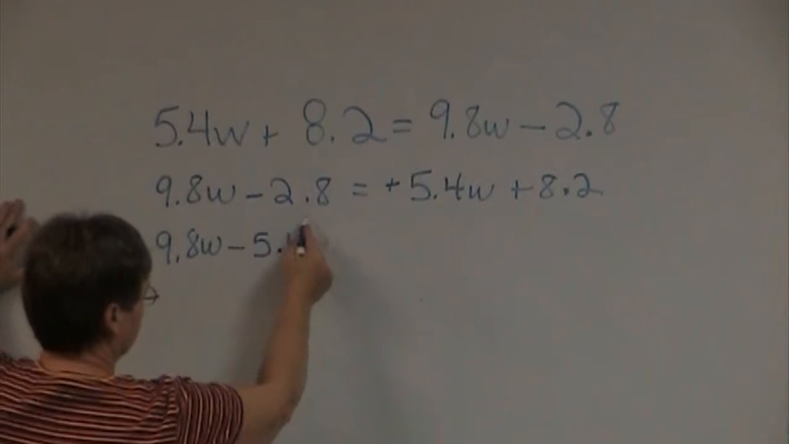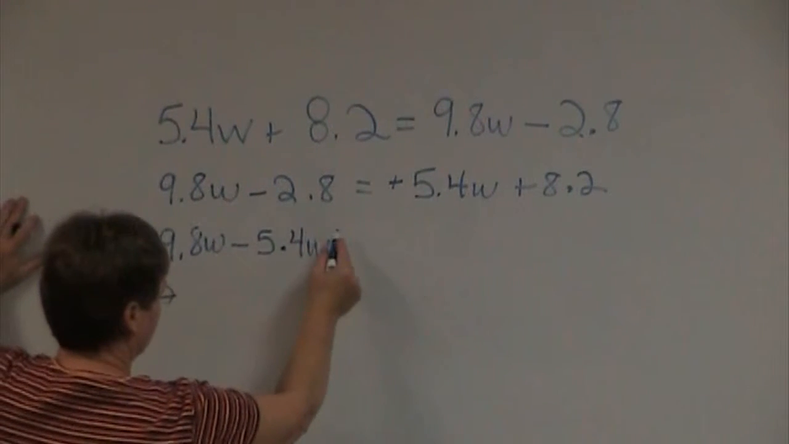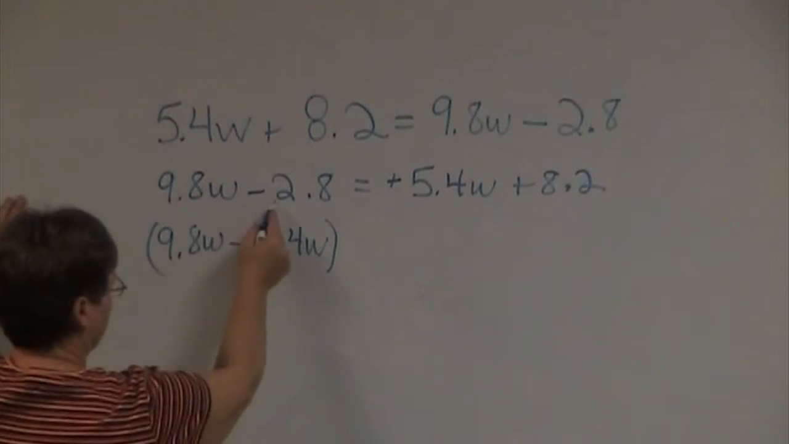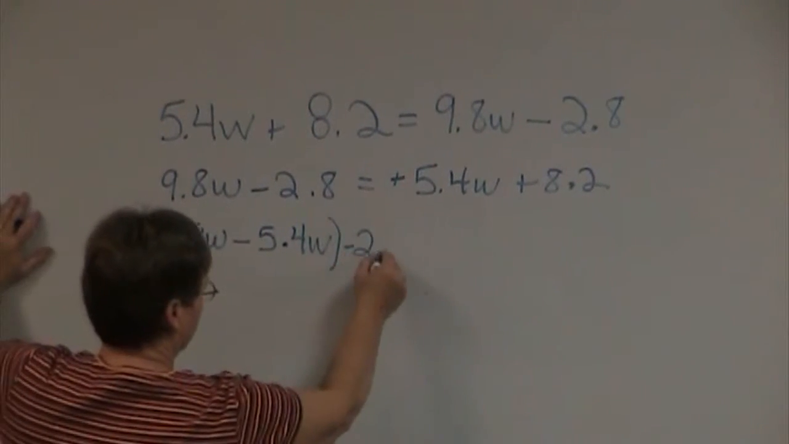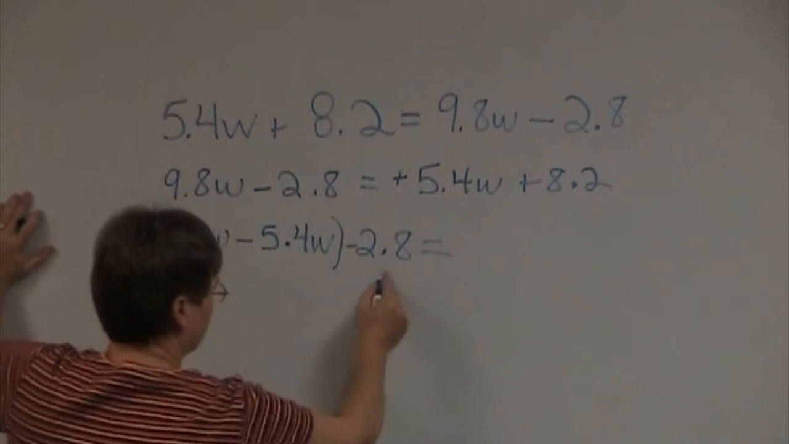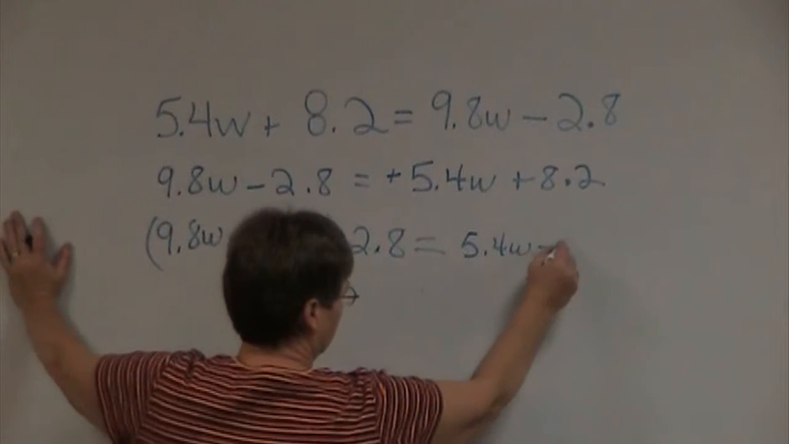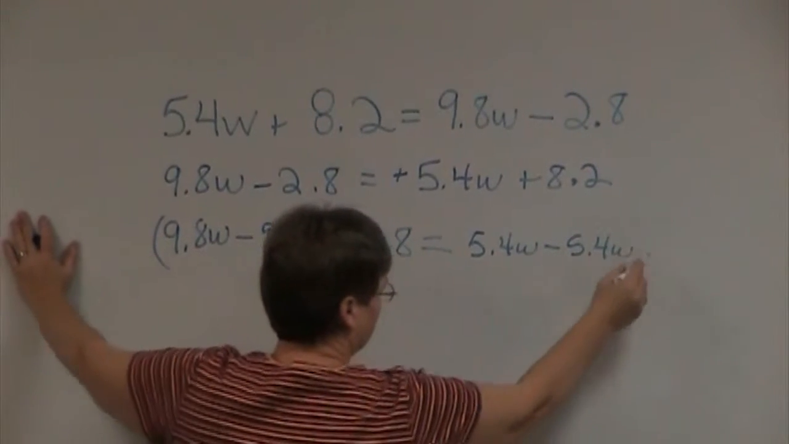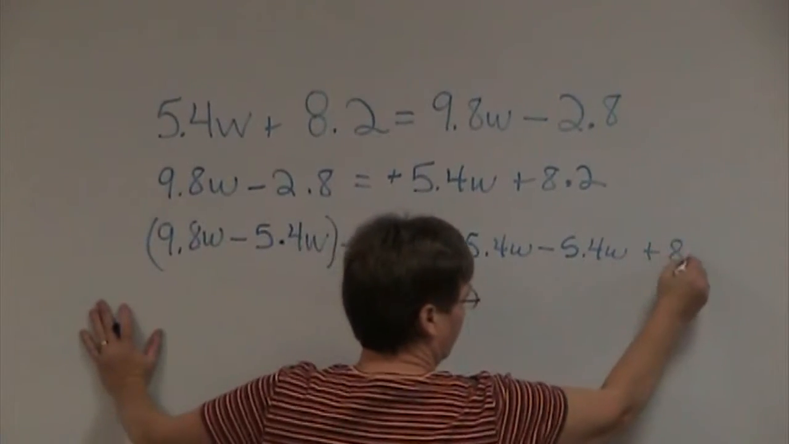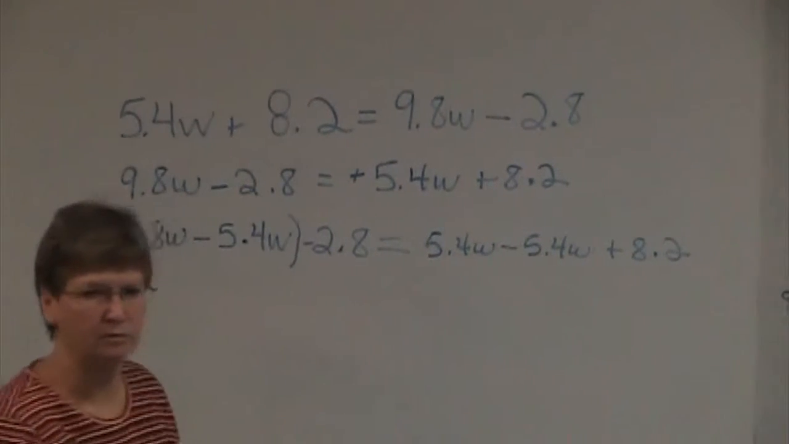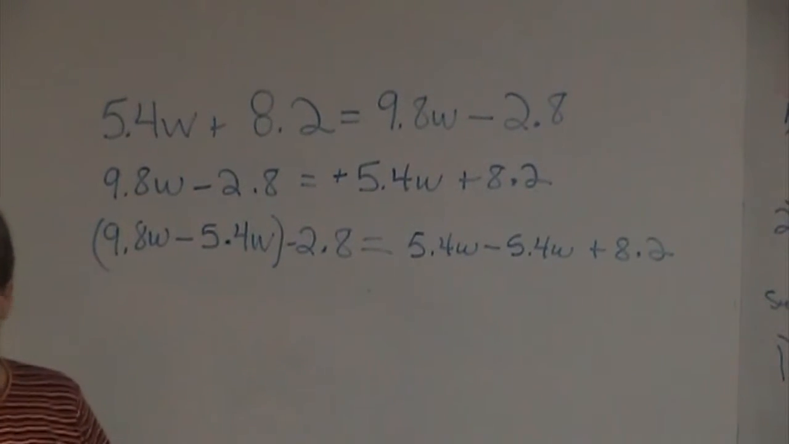Okay, now what? What else is over here? Minus 2.8. Very good. Equals 5.4W minus 5.4W plus 8.2. Very good, Wyatt. Nice job. Does everybody see what Wyatt did?